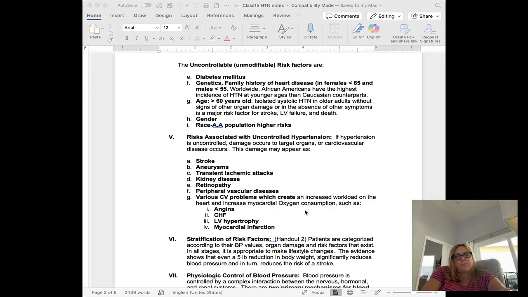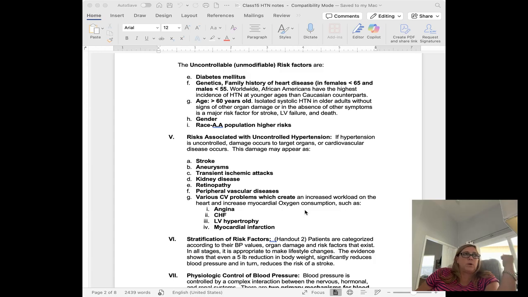Various cardiovascular problems, which create an increased workload on the heart and increased myocardial oxygen consumption. We're talking about angina. We're talking about chest pain, congestive heart failure. Okay, so if it can't get the blood out, what's going to happen is it backs up. And that's how we're going to end up with a CHF, or a congestive heart failure. And we are going to go over drugs that we use for heart failure later. So I will get into more about heart failure again.